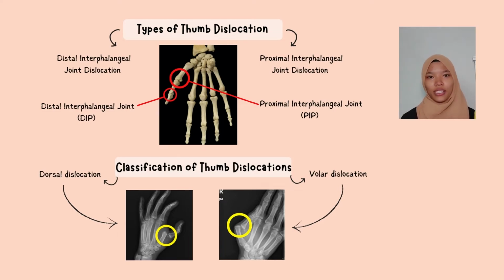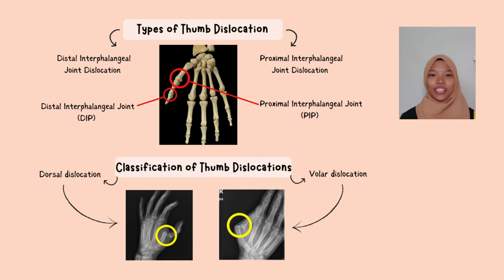For distal interphalangeal joint dislocation, it occurs in the joint closest to the fingertip. The dislocation occurs between the proximal phalanx bone and the distal phalanx bone. Next, proximal interphalangeal joint dislocation is a very common dislocation due to sporting activities that occurs at the joint between the metacarpal bone and the proximal phalanx bone.